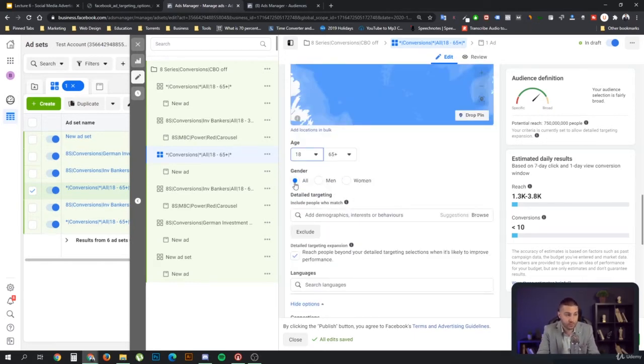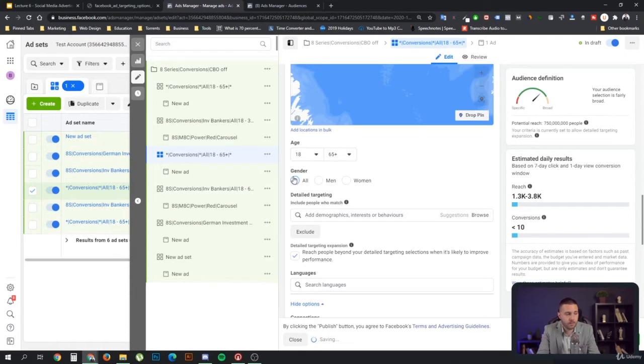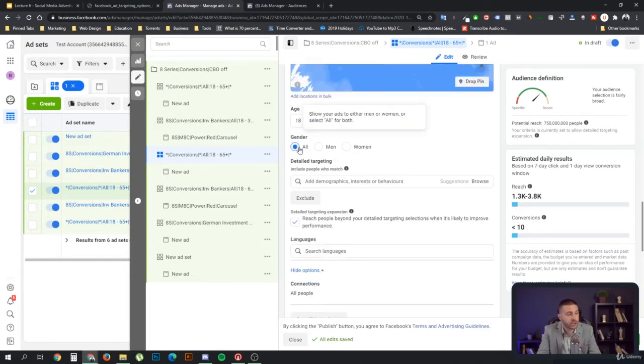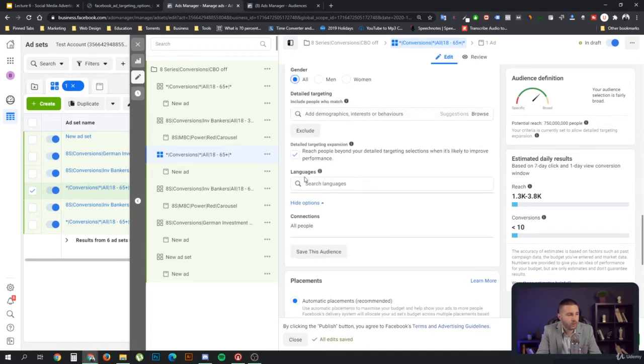Now, with the genders, there's really not too much to say. There's either both or men and women, and all really means all. So if people have designated their gender to be something other than man or woman, then that would be in here. And you can't just target those who have selected something different than man or woman. That might change in the future, but right now you either go with men, women, or all, which includes the others.